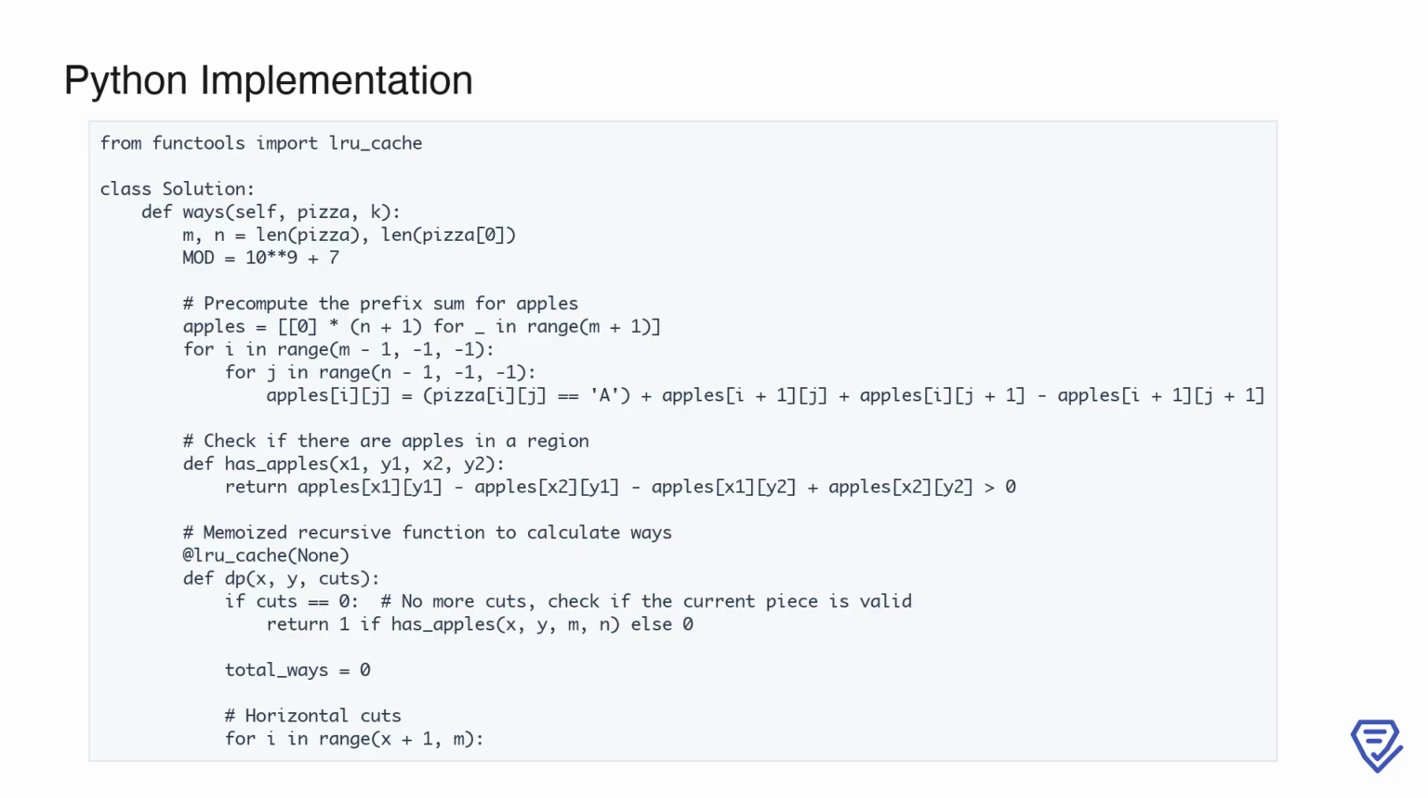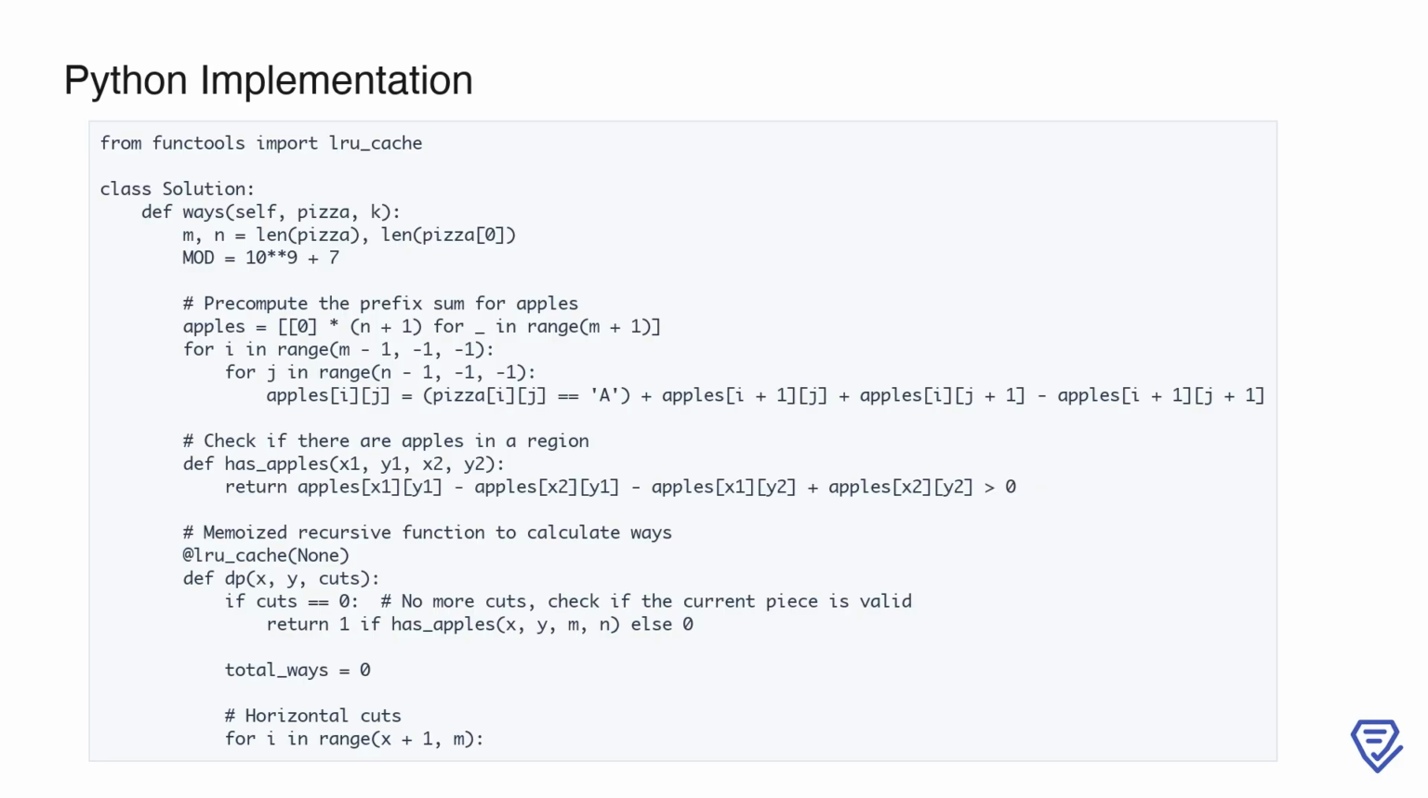To efficiently check for apples in any subregion, we pre-compute a prefix sum array called apples. This 2D array stores the cumulative count of apples in every subregion of the pizza grid, starting from the bottom right corner. Using nested loops, we iterate over the grid in reverse order and update each cell based on whether it contains an apple and the sums of the regions to its right, below, and bottom right diagonal. This allows us to quickly calculate the number of apples in any rectangular region later.